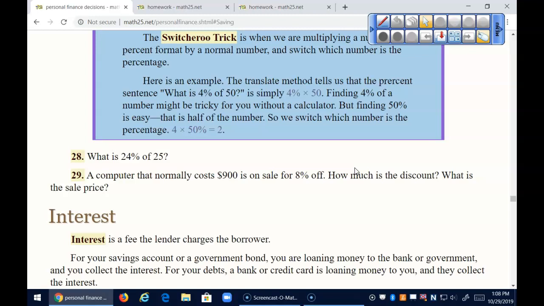A computer that normally costs $900 is on sale for 8% off. So how much is it on sale for? So what's 8% of 900? That might be a little tricky. Maybe not. But even easier would be, what is 900% of 8? 9 times 8 is 72. We're done.